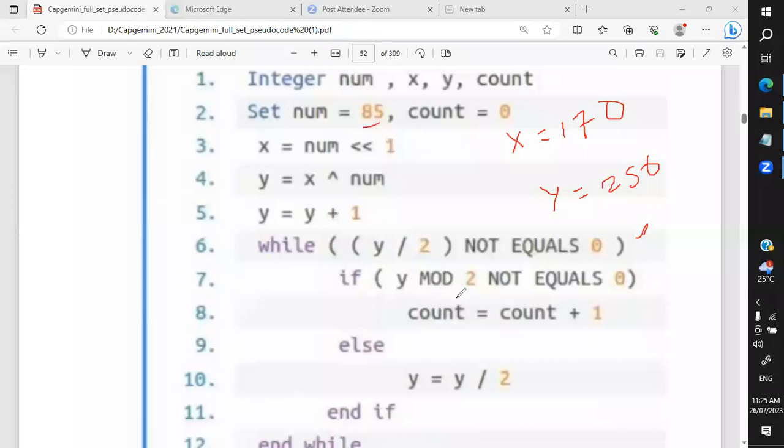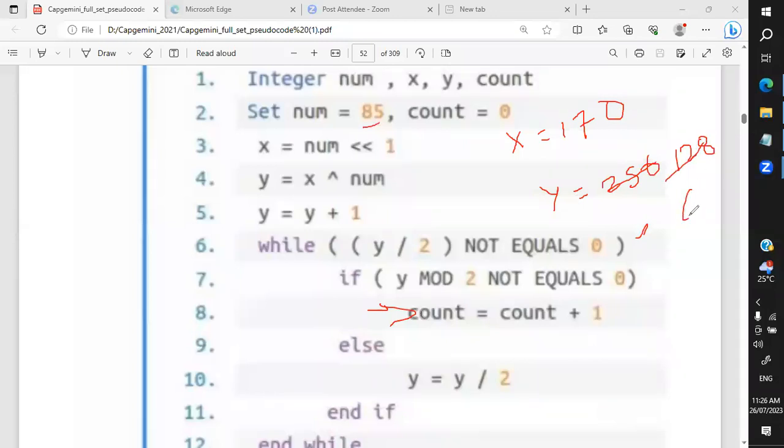Enter inside: y mod 2. What is y? 256. 256 mod 2, is it equal to 0? No. It will not enter into the shift part. It will go to y equals y by 2. That means y will become 128. Now it goes back: 128 by 2 is 64. 64 not equal to 0, true. Enter inside: 128 mod 2, is it equal to 0? No. It will come to the else part. In the else part, what is there?